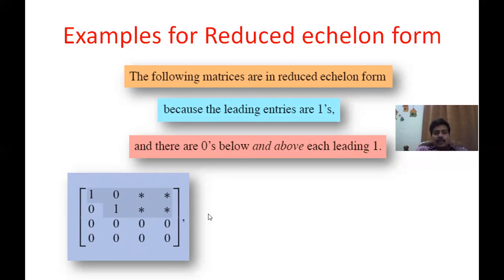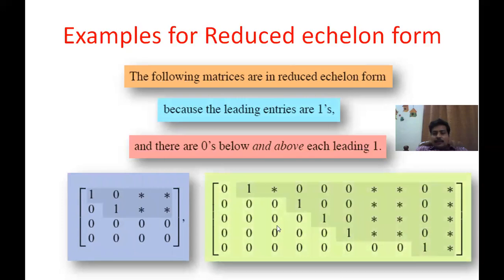So here in place of star, you can add anything, any scalar, including zeros. So the leading entry here must be 1, no other scalar, and all are zeros. And this is the second leading entry. It should also be 1, and there will be no other non-zero entry in that column. In reduced echelon form, this must also become 0. This is also 0. In echelon form, it may not be a 0.